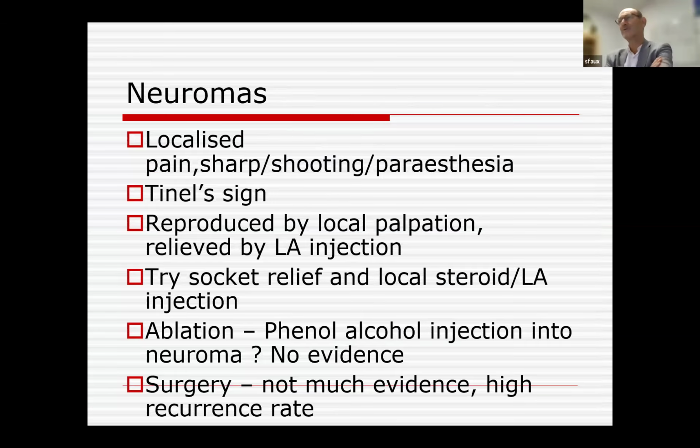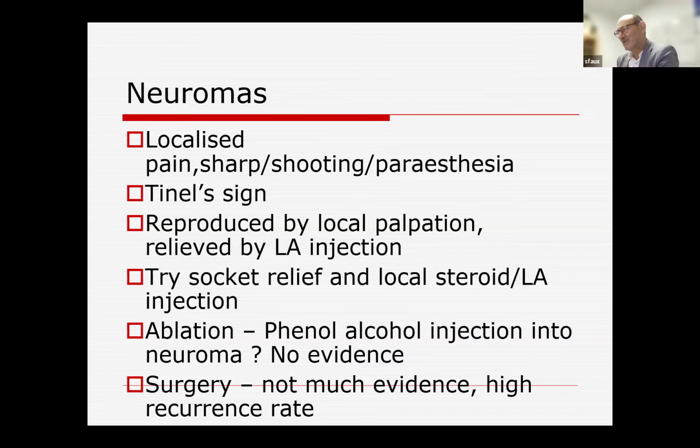So if we look at the neuromas, the pain's usually localised. It's sharp and shooting. There's a Tinel sign. It's reproduced by local palpation, and it's relieved by local anaesthetic injection. Have a look at the socket relief and make sure that if there is a neuroma, the socket is relieved in that area so that there's not permanent pressure on it. And you can use local steroids and local anaesthetic injections.